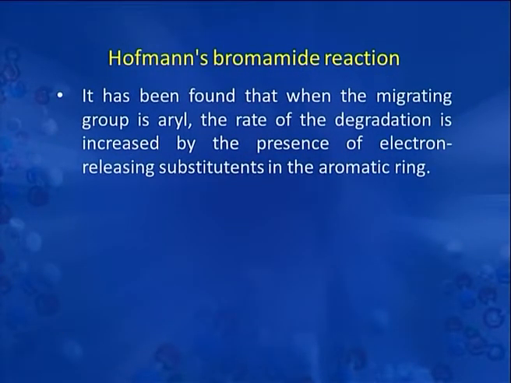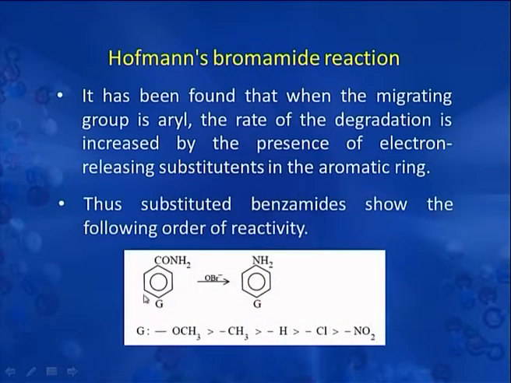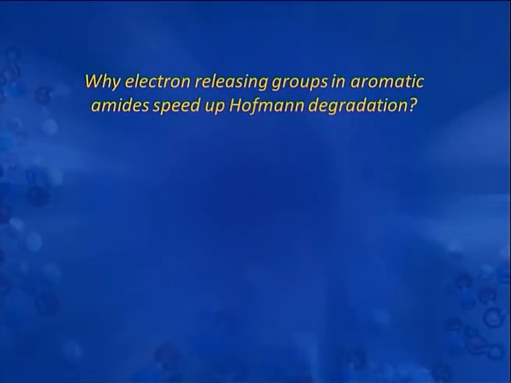Now, another point here in Hofmann bromamide reaction is that it has been found that when the migrating group is an aryl group instead of an alkyl group, the rate of degradation is increased by the presence of electron releasing substituents in the aromatic ring. This is an amide forming an amine, and this is the aromatic ring. If in the aromatic ring we have electron releasing substituents, then it has been found that the rate of this reaction is faster. Now, we will find why it is so.